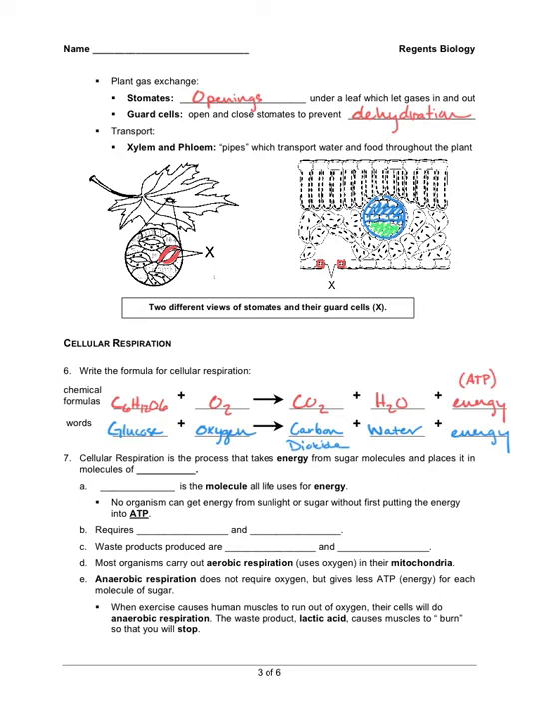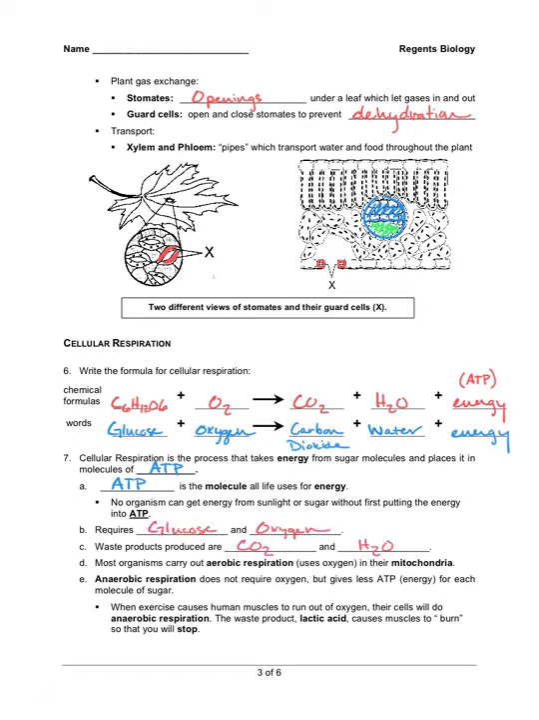Number 7 says cellular respiration is the process that takes energy from sugar molecules and places it in molecules of ATP. So remember, ATP is the molecule that all of life uses for energy, and no organism can get energy from sunlight or sugar without first putting that energy into ATP. So we need to extract energy from sugar molecules and put it into ATP in order for our cells to utilize that energy.